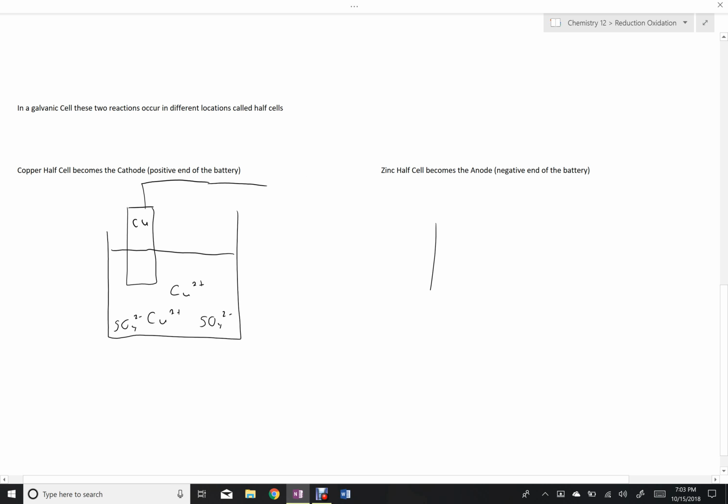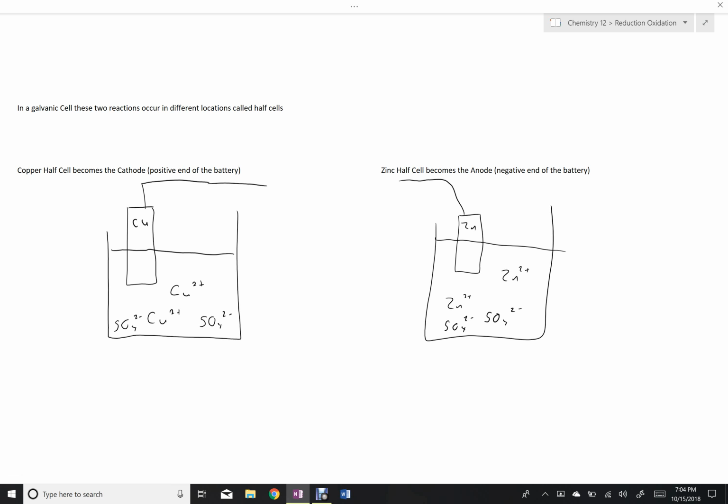On the other hand, in the zinc half reaction, there would be some zinc, usually some zinc in solution, but definitely some anions to go with it. And so these two reactions can work together to produce a difference in energy.